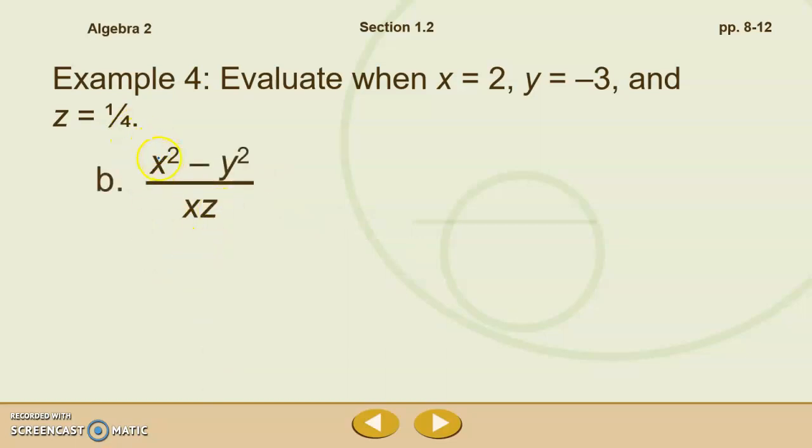x squared minus y squared over xz. Again, we're only substituting for the x and the y. We don't want to mess with the exponents. We don't want to mess with that subtraction sign. So let's use parentheses to substitute.